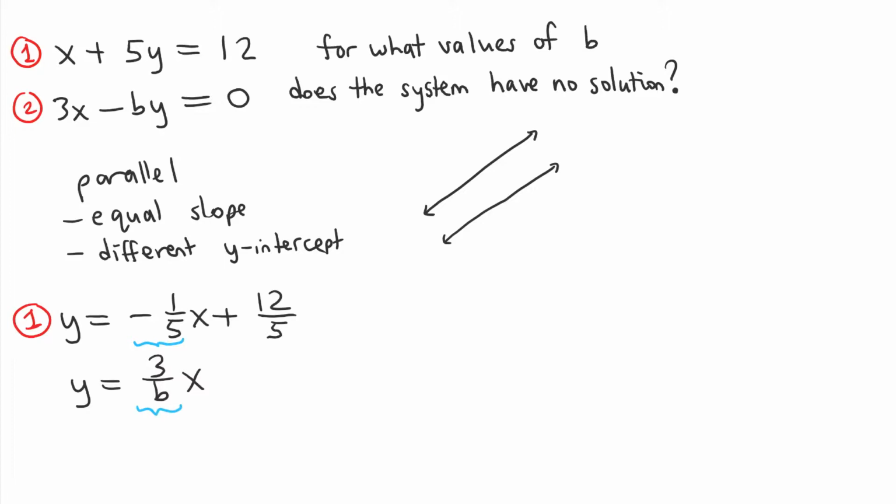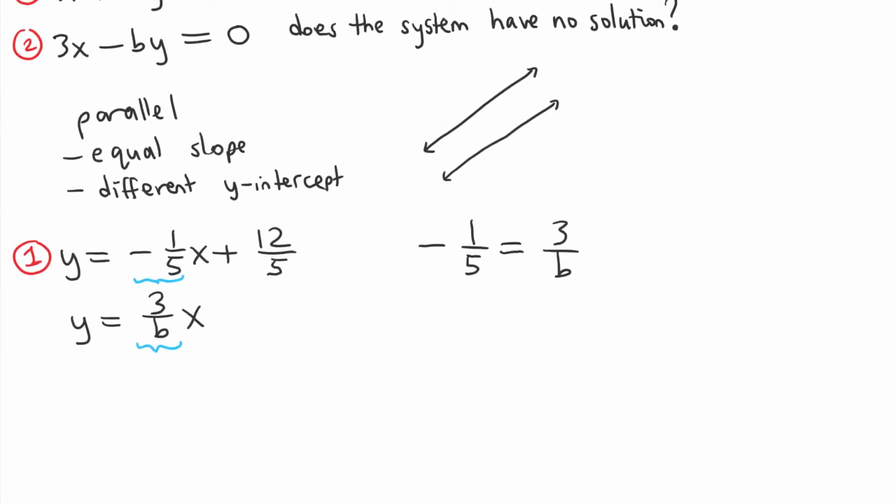Now, the y-intercepts are clearly different, right? One is 12 over 5, and the other one is 0. And the b value is not going to affect the y-intercept, as you can see. But to have equal slopes, negative 1/5 would have to be equal to 3 over b. And now, what value of b would make this equation true? Well, we solve for b here, and whatever method you like, like cross multiplying, you're going to see that b is equal to negative 15.